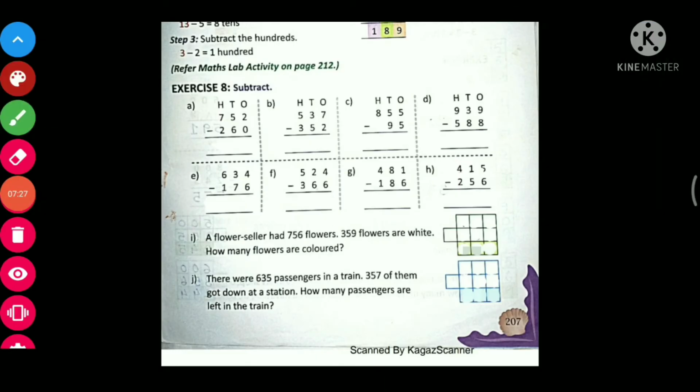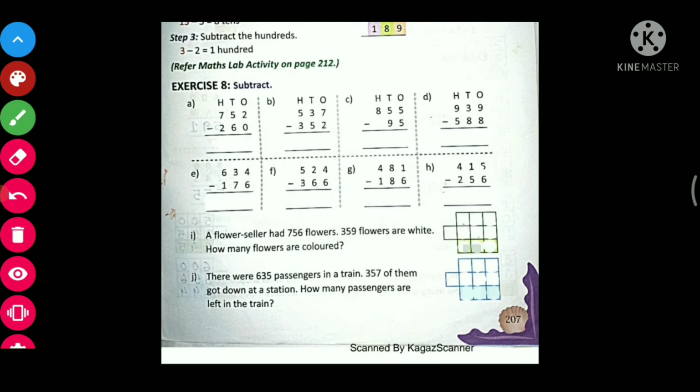Now open page number 207, see exercise 8 that is given. So see, the first one, we need to subtract 752 and 260. So see, in ones place 2 minus 0. If 2 lines are there, and if we cut 0 lines, we'll get what? 2, right? Okay, I will write it again.